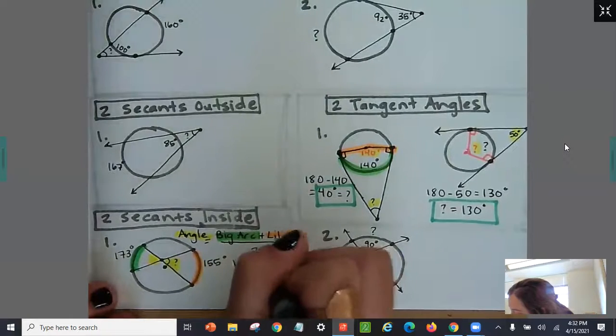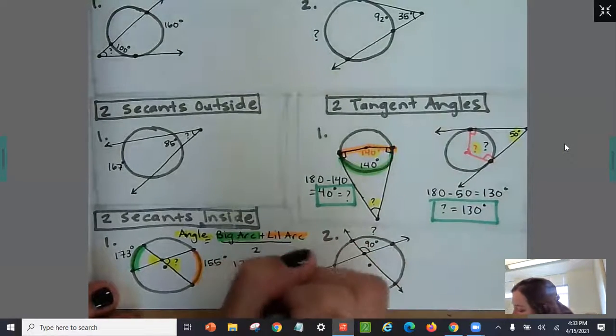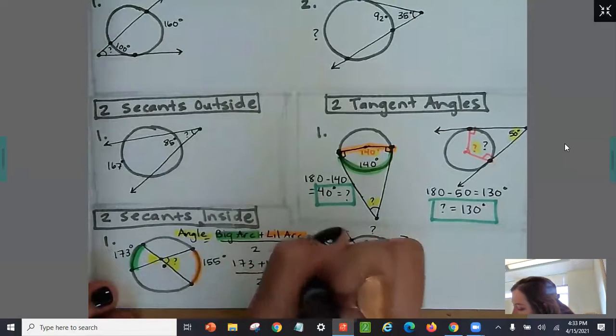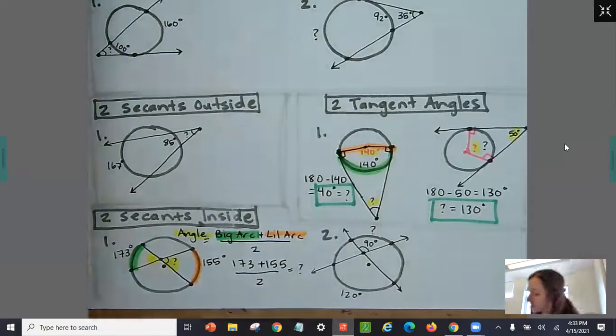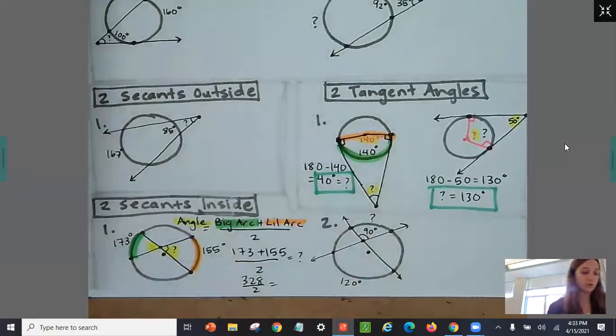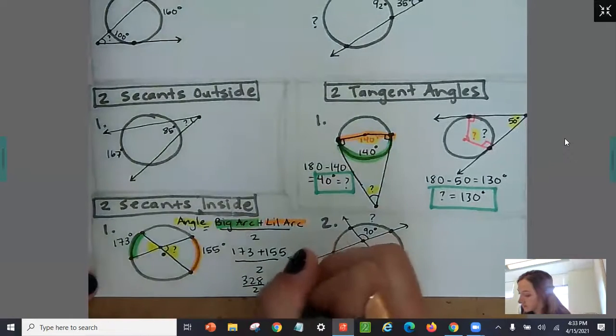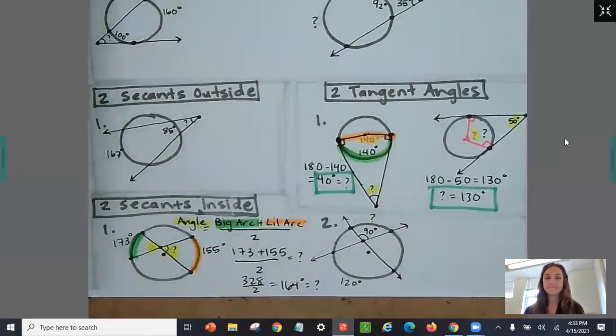So our big arc is 173. Our little arc is 155. And it's a plus, not a minus. That divided by 2 is going to equal our question mark. So 173 plus 155, that is going to equal 328. And 328 divided by 2 is going to equal 164, which is our question mark.